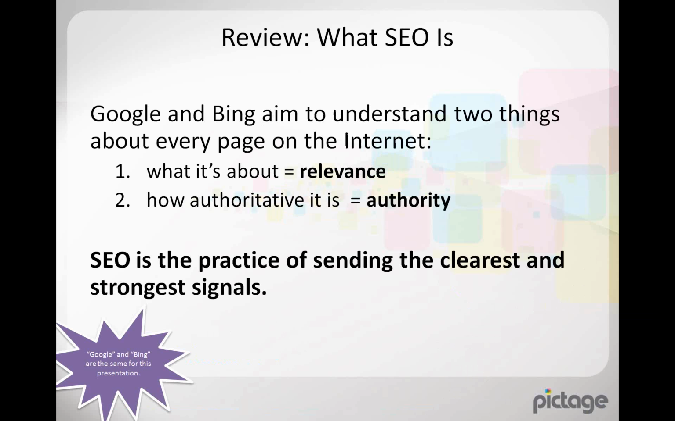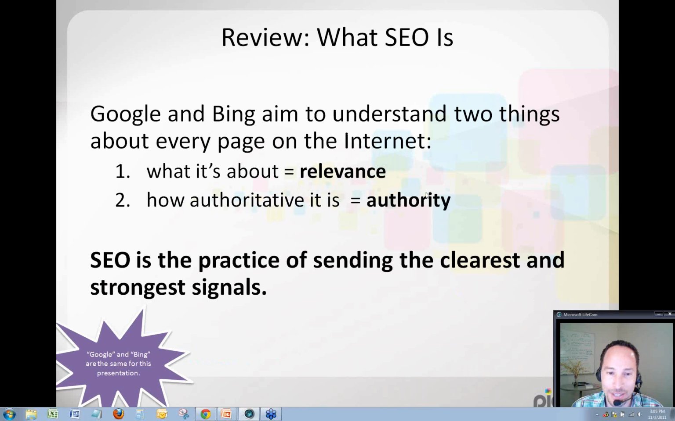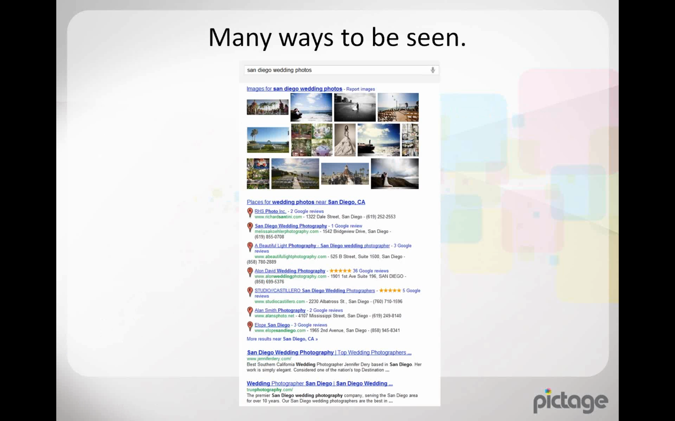And first I wanted to start by reviewing just what SEO is so that we are all on the same page. It's about two things: telling Google or Bing that your page is relevant for a certain thing or topic, and telling Google or Bing that your page is an important page. It has authority. Just two things. And I go over those in detail in the previous 2 webinars.